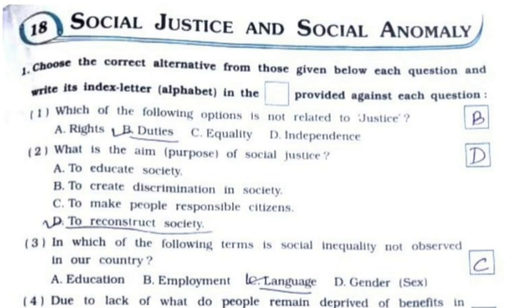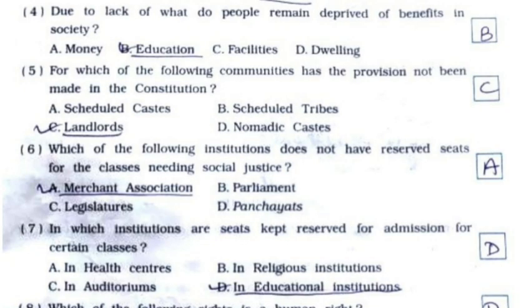Third, in which of the following terms is social inequality not observed in our country? It's option number C, language. Fourth, due to lack of what do people remain deprived of benefits in society? It's option number B, education. Fifth, for which of the following communities has the provision not been made in the constitution? It's option number C, landlords.